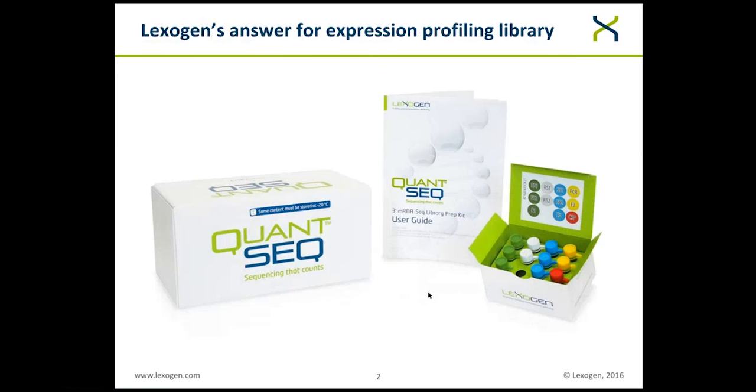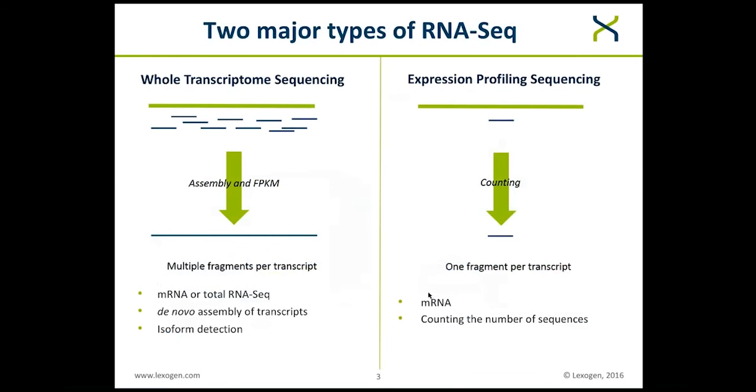QuantSeq is a LEXOGEN answer for expression profiling sequencing. There are two types of library prep for RNA sequencing. In the whole transcriptome sequencing approach, libraries are prepared from many fragments along the whole length of the transcript. The transcript concentrations are calculated here through FPKM values, which are probabilistic estimates of isoform abundances. In the expression profiling approach, libraries are prepared from just one fragment per transcript, and therefore data analysis is based on counting of transcripts without need for FPKM values.